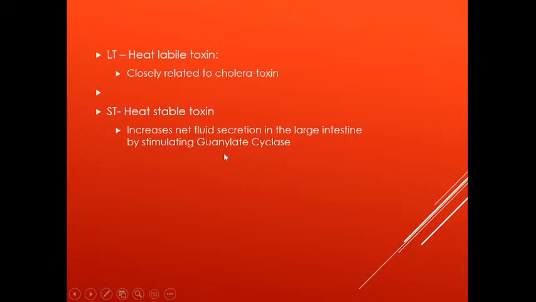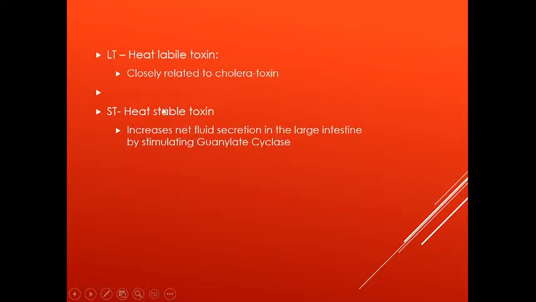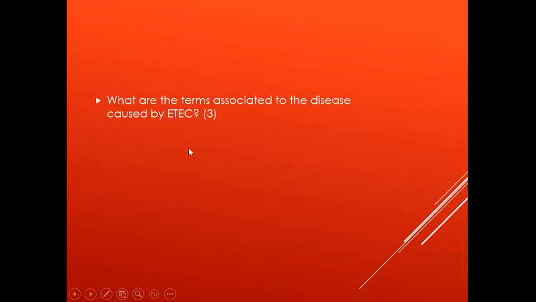By stimulating guanylate cyclase. I'm not going to delve deep into this, but what you need to remember is that ETEC is the one that is capable of releasing toxins, specifically two types of toxins. A cholera-like toxin, which is the one that is heat labile, and the other one, which is heat stable. If it's heat stable, it's related to the stimulation of the guanylate cyclase, which results in the increase in net fluid secretion.